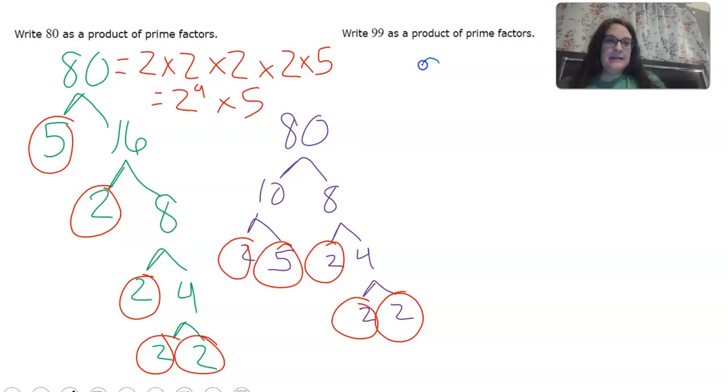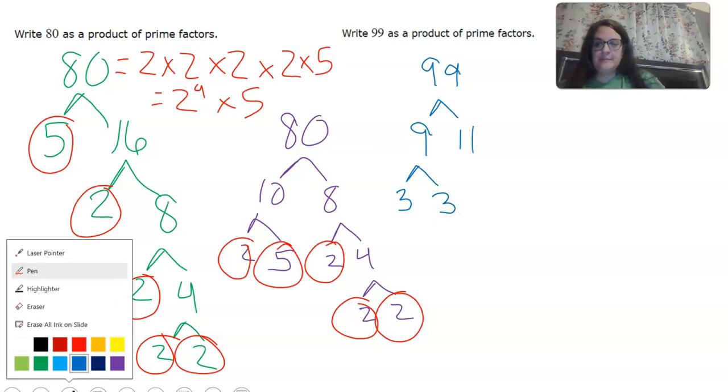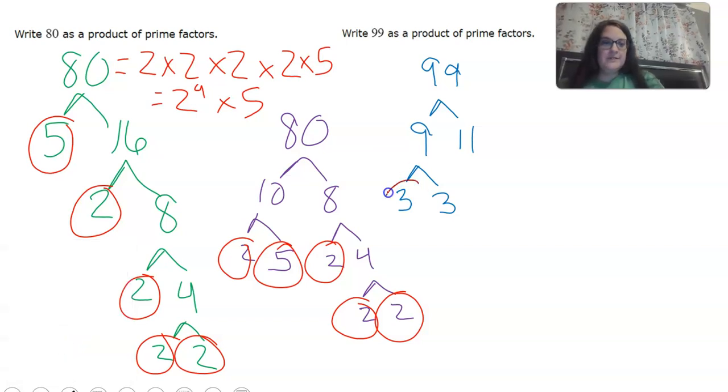Let's look at 99. Let's try 99 that way. That one's easy. 9 times 11. 11 is prime, so we just need to break up the 9 as 3 times 3. So 3 times 3 times 11.